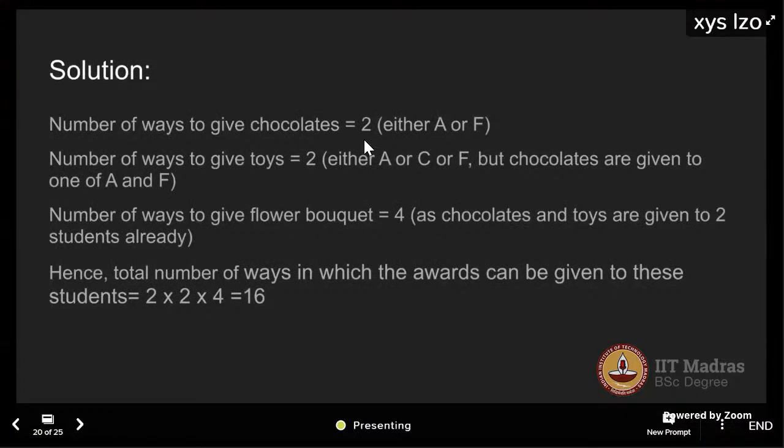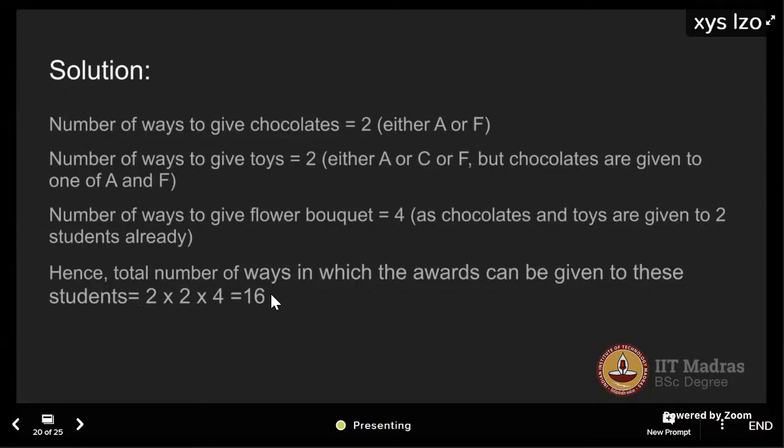Two sugars. Yeah. Then one of them has already received the chocolate, so he cannot receive twice, right? Right. So for twice, we have option C or the one of them who has not received the chocolate. So 2 options again. And the flower bouquet can go to the remaining 4, right? Right. So 2 times 2 times 4 is 16.